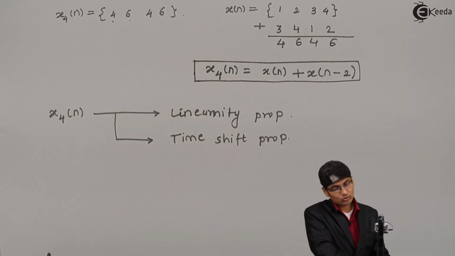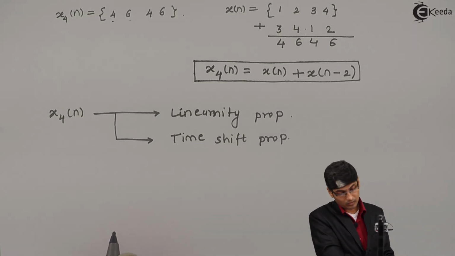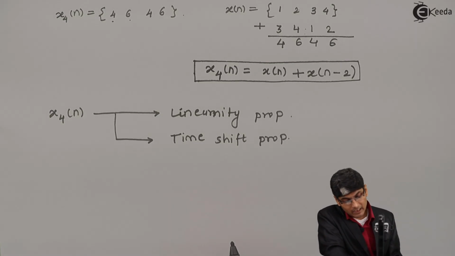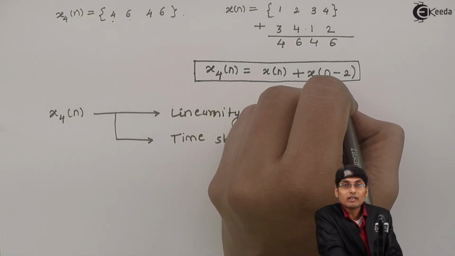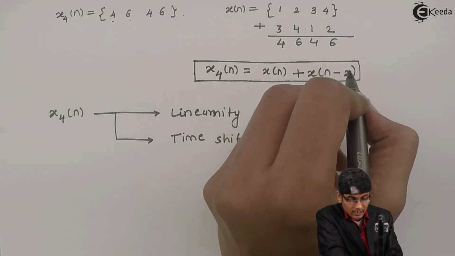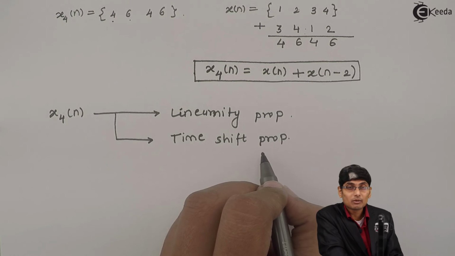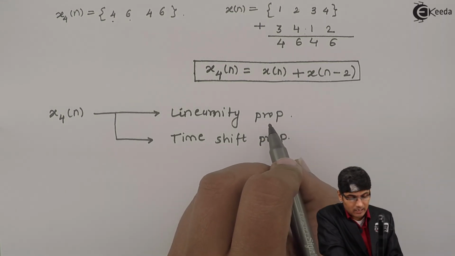So, I am going to use two properties in this one problem. One is a linearity property and the second one is the time shift property. Now, with the linearity property, I have two sequences, x of n and x of n minus 2. When I get the DFT of x of n minus 2, there I have to implement the time shift property. So, I will have a time shift property also and I will have a linearity property also.